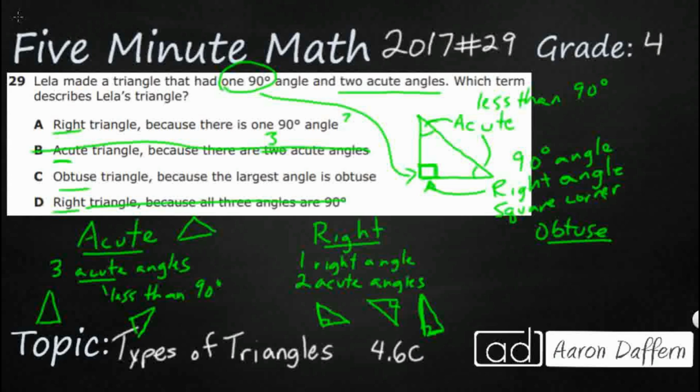That's looking pretty good. The obtuse has one obtuse and then two acute. And so we're looking at something that's kind of big and fat. Remember, obtuse angles are larger than 90, something like that. But our largest angle is not obtuse. It is right. So our answer here is A.